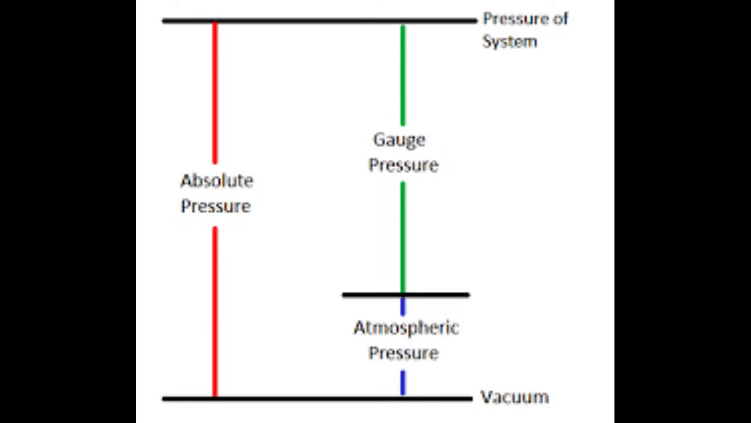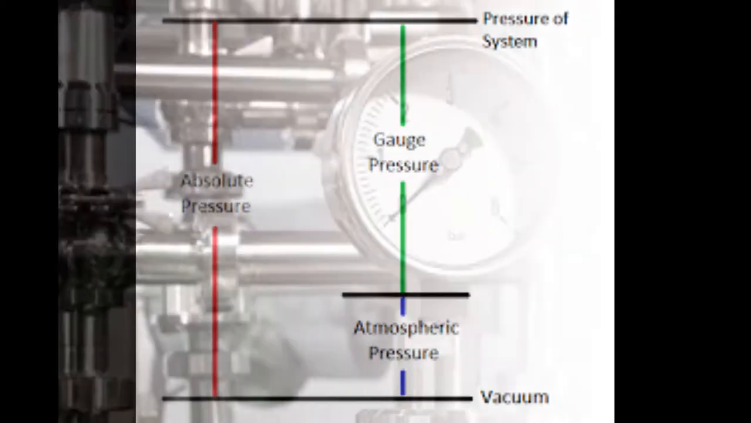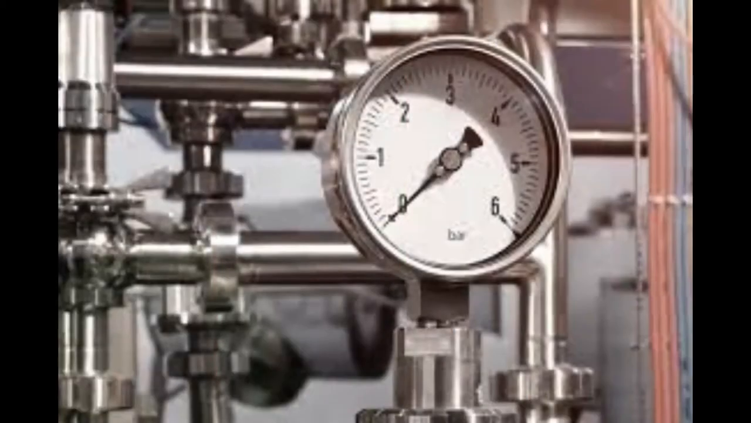For pressure below atmospheric pressure, the gauge pressure will be negative. This negative gauge pressure is known as vacuum pressure. Absolute pressure is equal to atmospheric pressure minus vacuum pressure.